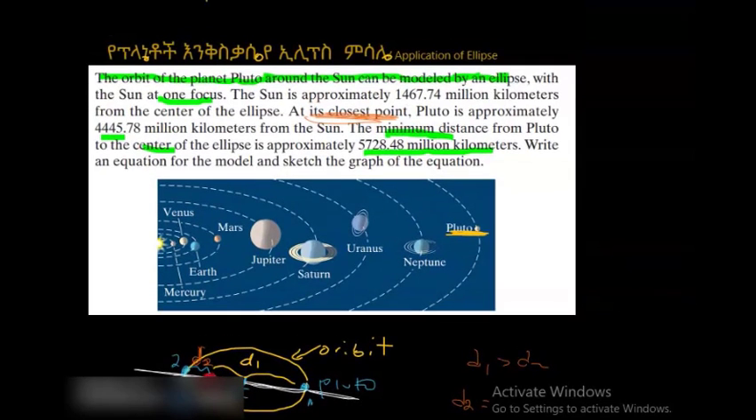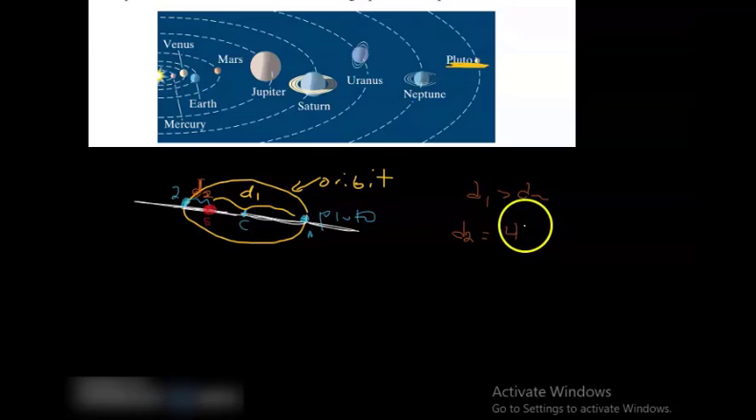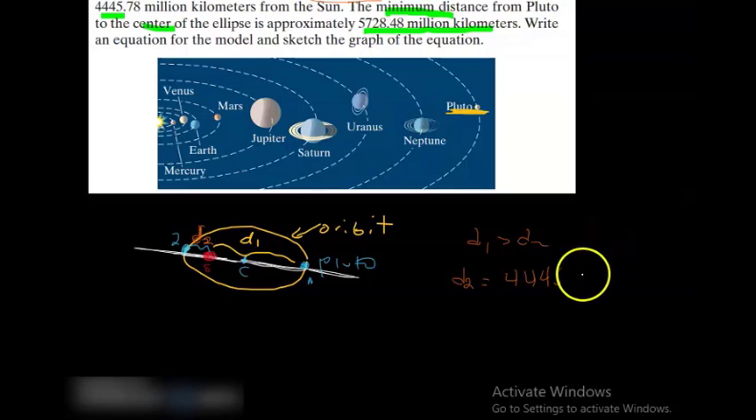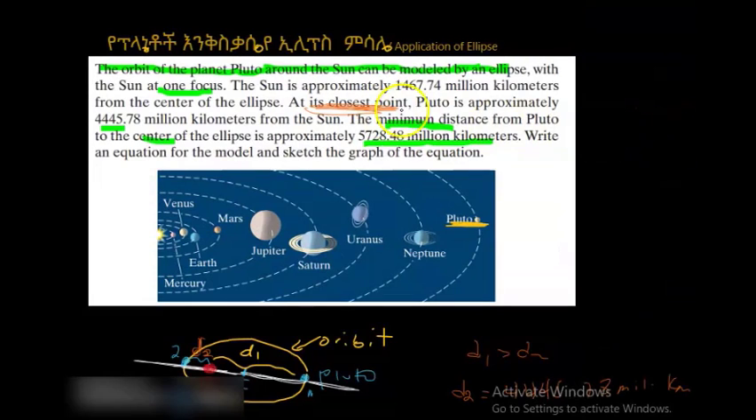Distance 2 is given by, from here, at its closest, 4445.78 million kilometers. Now, this is what is given. Then there is another: the sun is approximately, for example, the minimum distance from Pluto to the center of the ellipse.